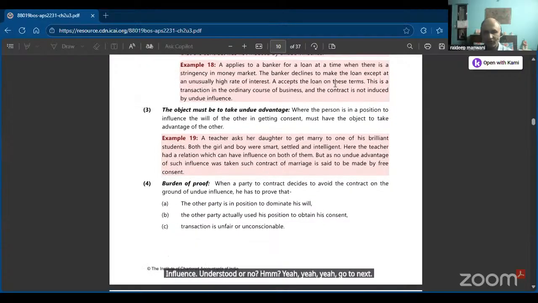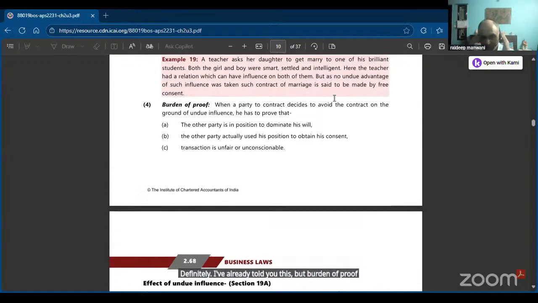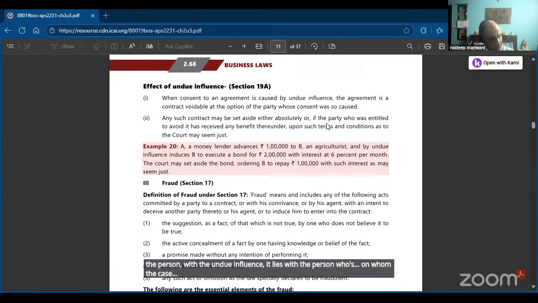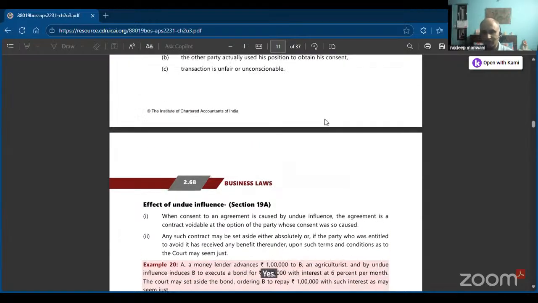Burden of proof. When a party to a contract decides to avoid the contract, I've already told you this. Burden of proof in coercion is with the complainant. With undue influence, it lies with the person on whom the case is filed. I just now told you this, right? Yes. That's all.